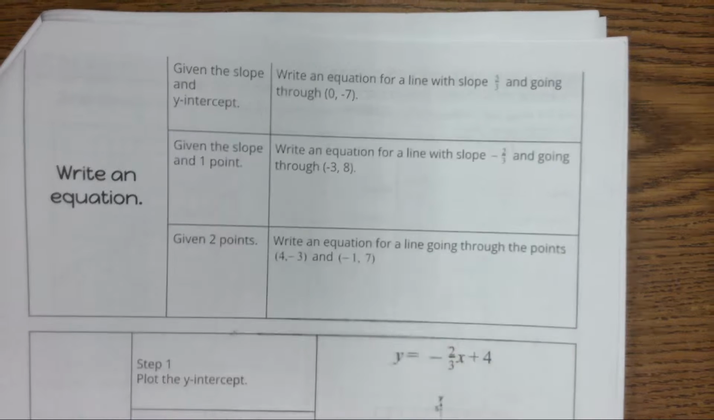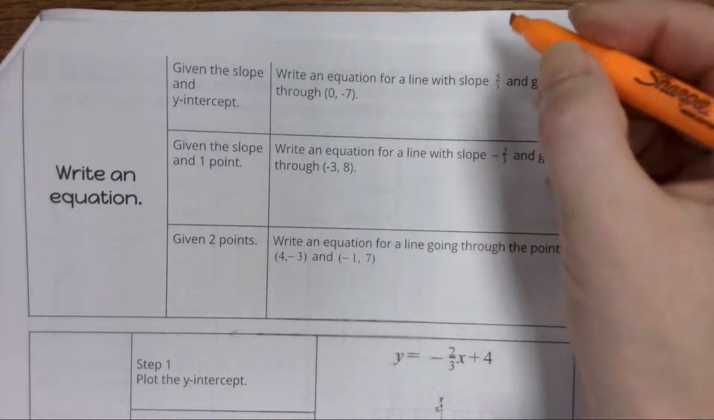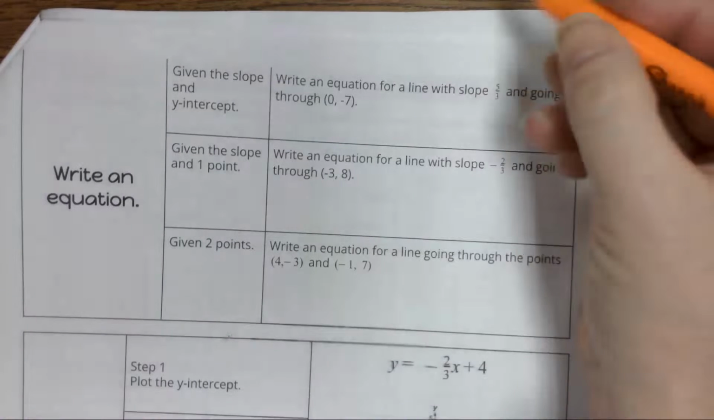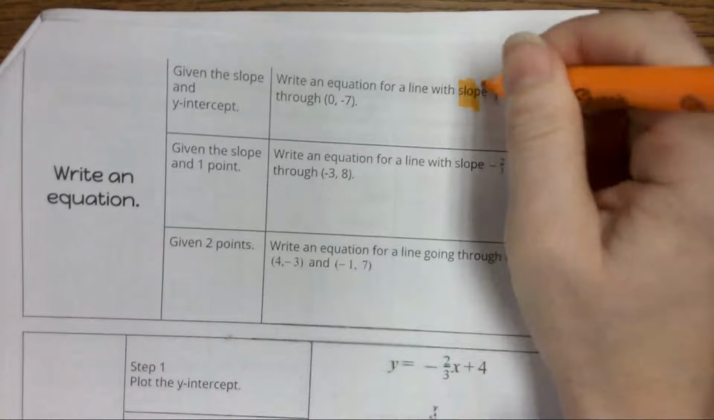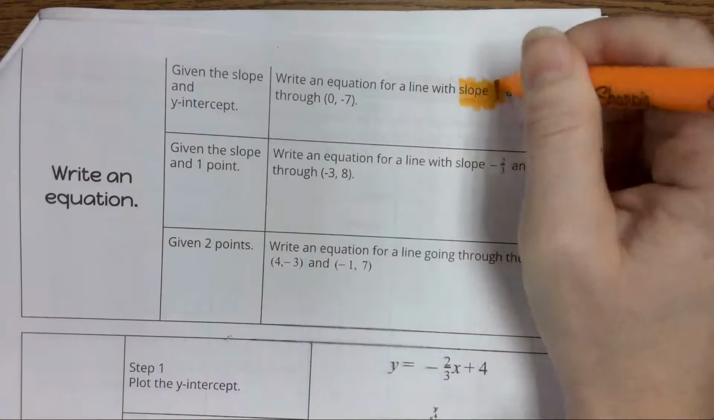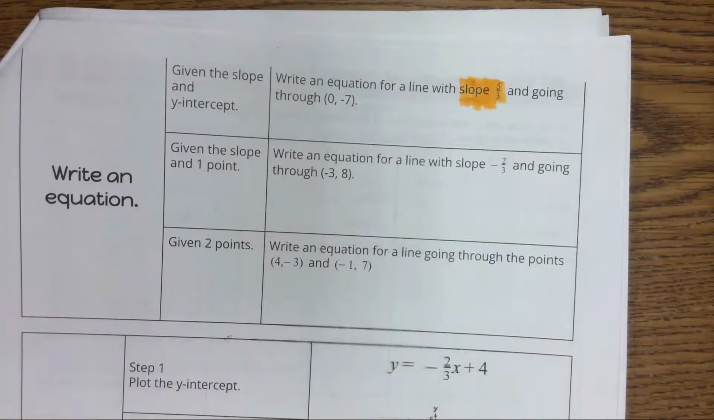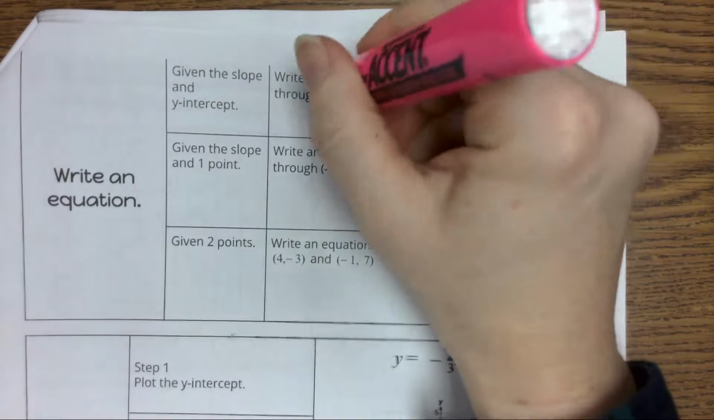So for instance, the slope, what was I doing for color coding? Orange, right? I don't know if that matters to you. It matters to me, because I'm weird with my highlighters.